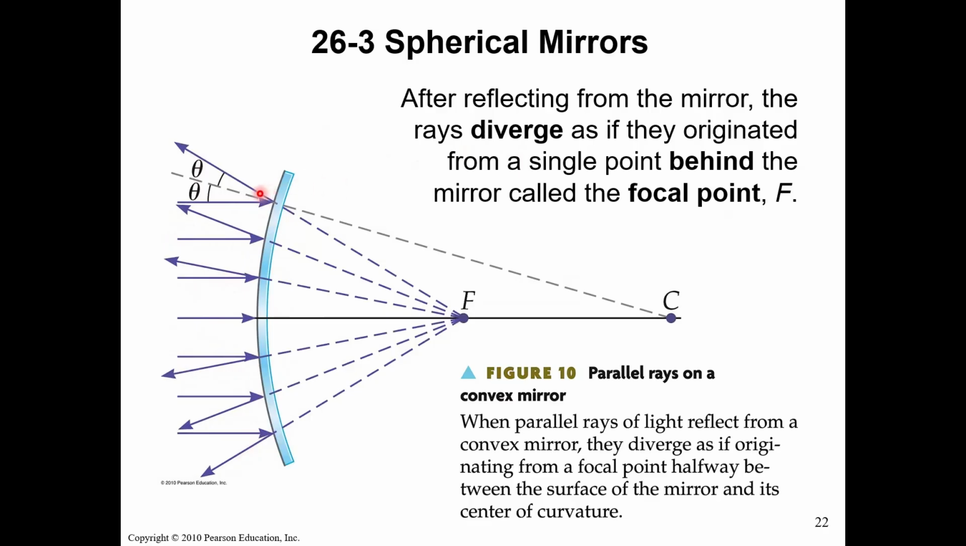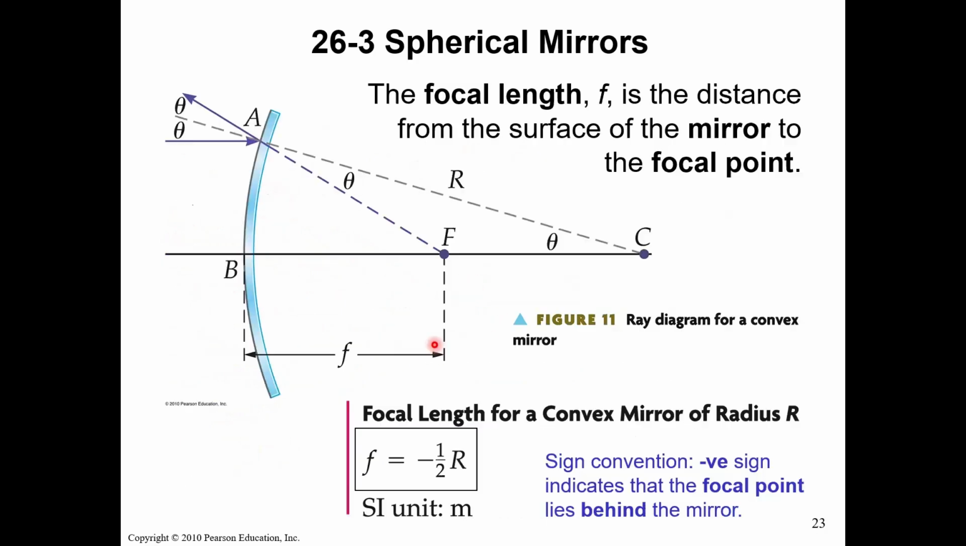But then if we extend all those reflected lights, we can see that they will mostly converge on the same point behind the mirror. And this point is called the focal point. And we derived the expression for the focal length, right?